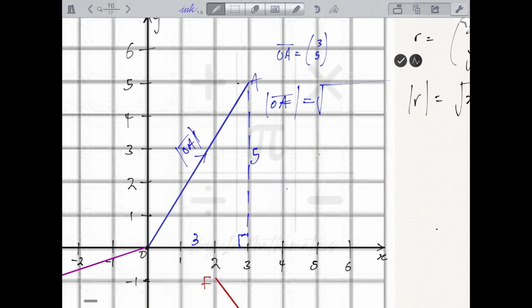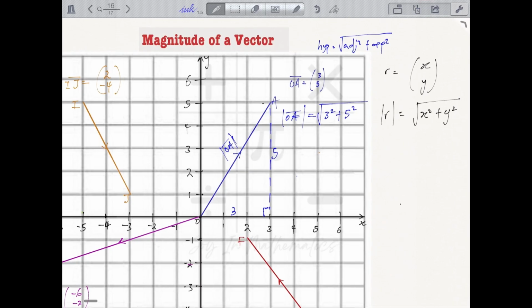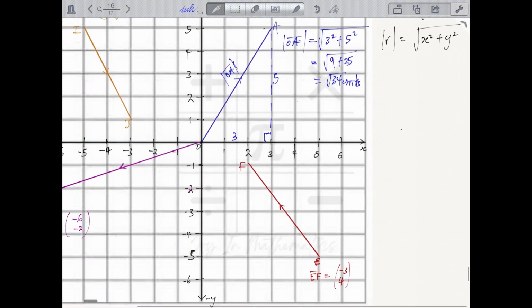OA will therefore be equal to the square root of 3 squared plus 5 squared, which applies when we have xy: the modulus will be the component on the x squared plus the component on the y squared. So this will give us 9 plus 25, and 9 plus 25 is equal to 34. So we have root 34 units. That's the modulus of OA.